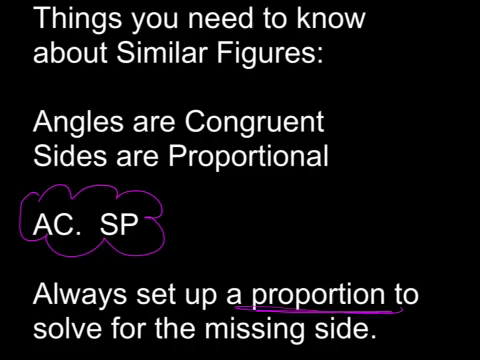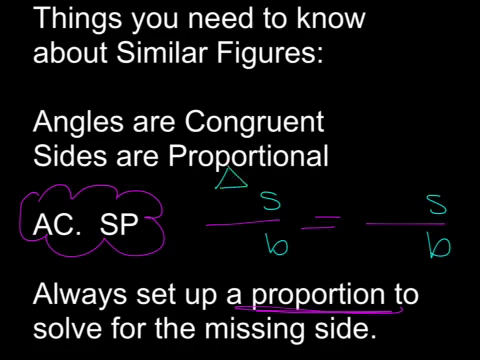The next thing you need to know is we always set up a proportion to solve for the missing sides. And we've already done that. That is just line equals line. And we will take our units and say it's side over bottom. Our sides have to be side by side on the top and our bottoms have to be together on the bottom. This is always going to be grouped by shape. So this will be triangle 1 and this would be triangle 2.